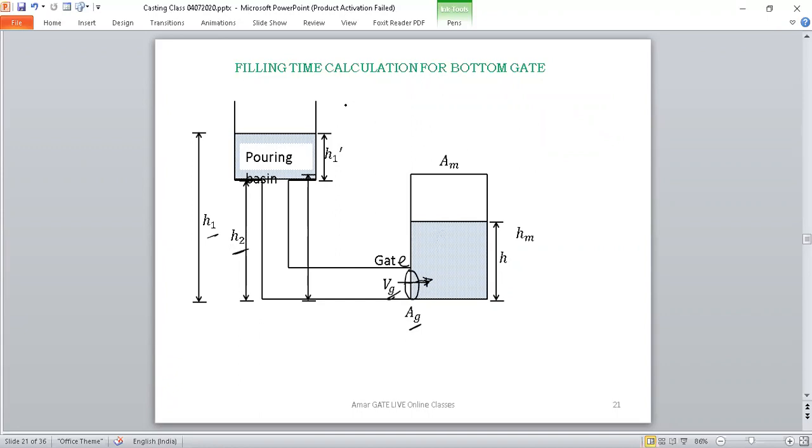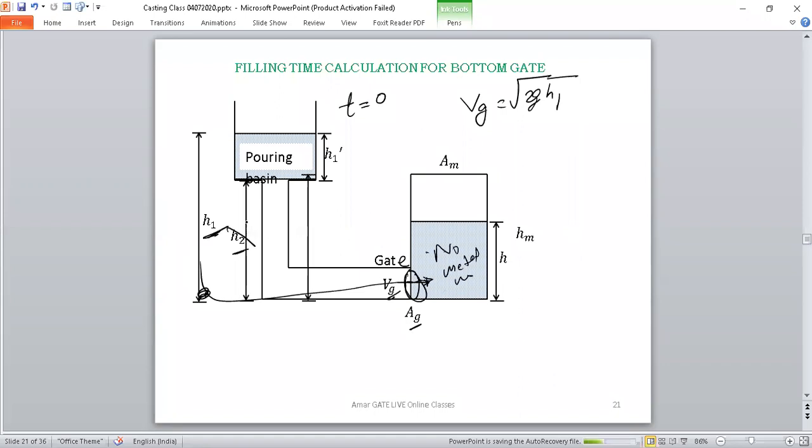This is the area of the gate. T equal to 0 means just started, which means there will be no molten metal here. At that time the velocity Vg will be equal to root under 2gh1, because the velocity is determined by the height above here, the total height h1. H1 is equal to h1 dash plus h2, so we will not use h1 dash.